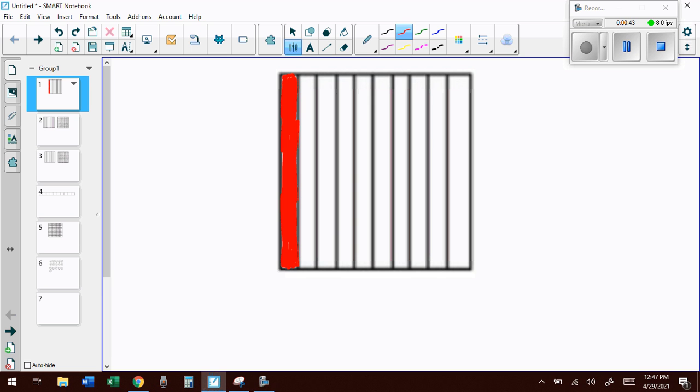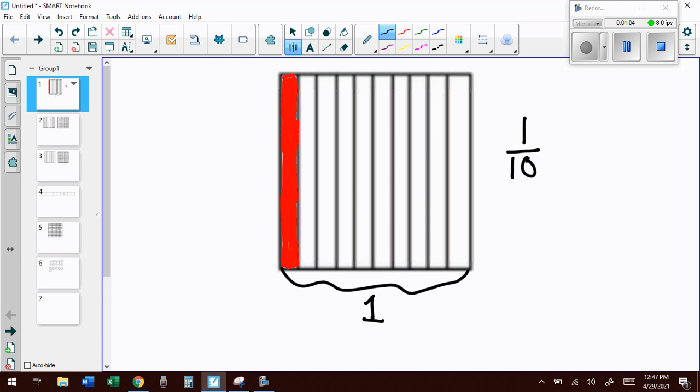Okay, so now we have a total of 1, 2, 3, 4, 5, 6, 7, 8, 9, 10, and we've shaded in 1. So we had one whole piece right here. And we shaded in 1 out of 10 total pieces.